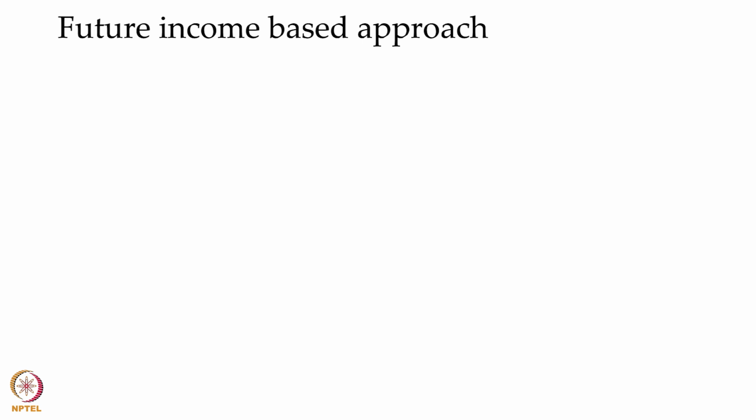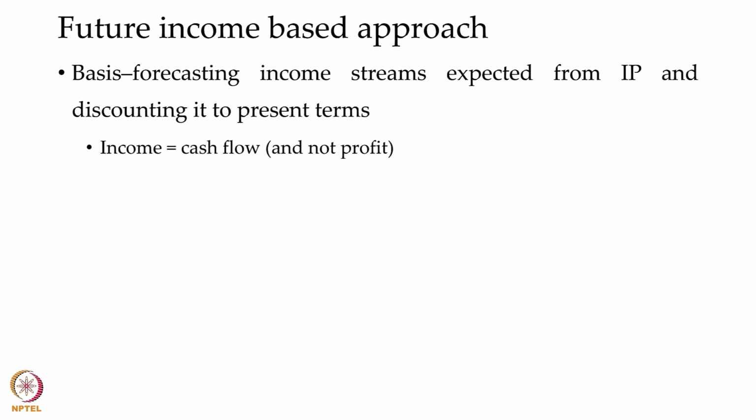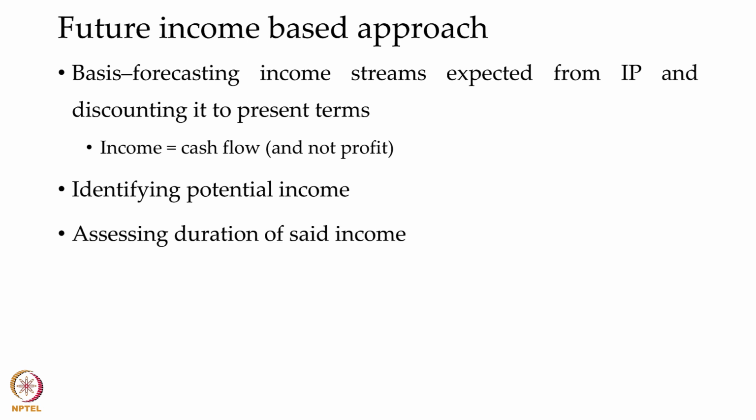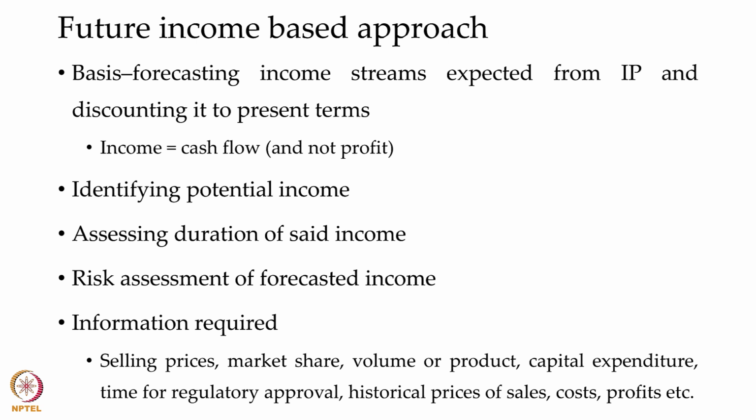The other approach is the future income approach. In the future income approach, the basis is forecasting income streams expected from the IP and discounting them to present terms. So, income is regarded as cash flow and not profit. Identifying potential income is the foundation of determining future income. Then comes assessing the duration of the said income, and risk assessment of the forecasted income.